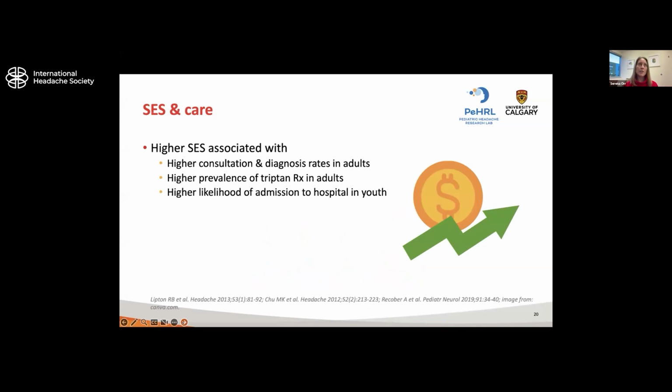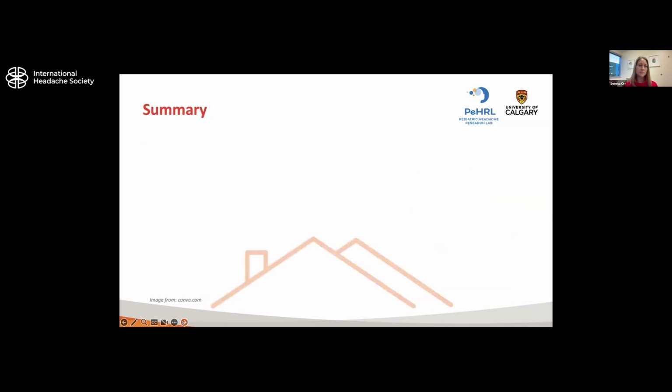Those with higher socioeconomic status in the adult literature are more likely to get consultation around their headache and a diagnosis of migraine. There's a higher prevalence of appropriate triptan use in high SES people in the adult population. And in the pediatric population, youth who are higher SES are more likely to be hospitalized for migraine. So we have problems with how we're delivering care, and there are big equity issues.